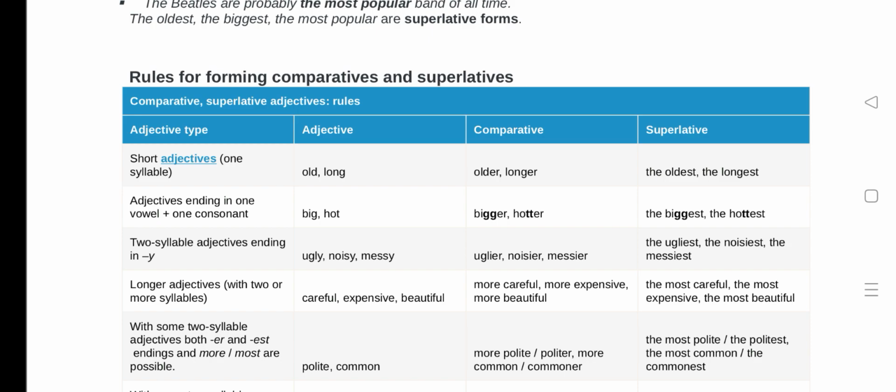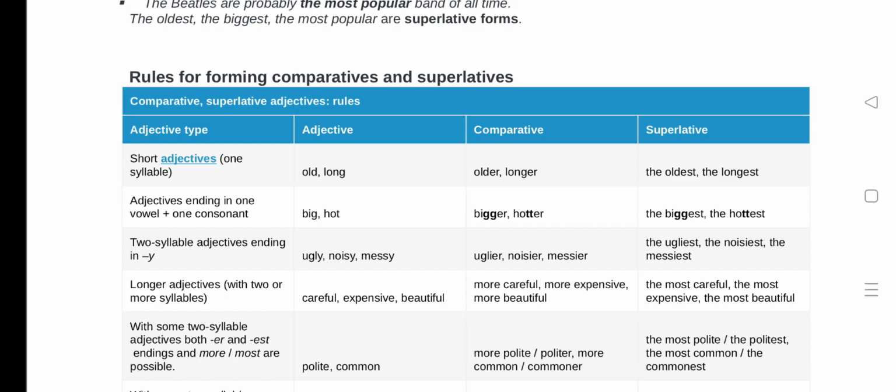Let's see the second one. Adjectives ending in one vowel plus one consonant. Big, hot. Where is the vowel here? I, O. Both are vowels. So the comparative will be bigger, with G-G-E-R. Hotter. Here we also use two T's, E-R. Superlative will be the biggest, the hottest.